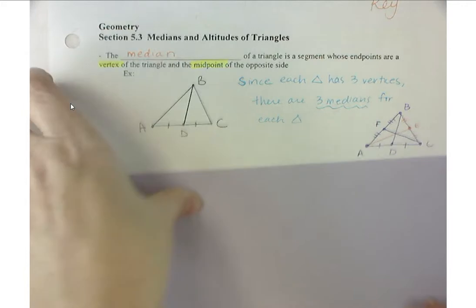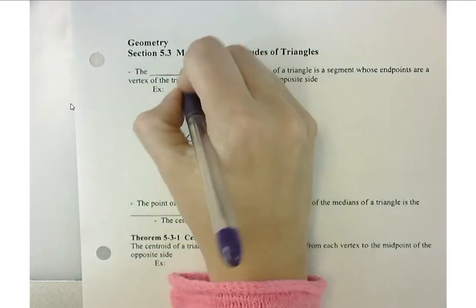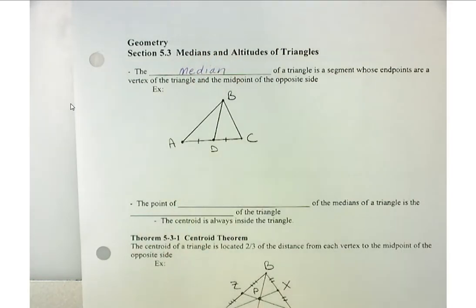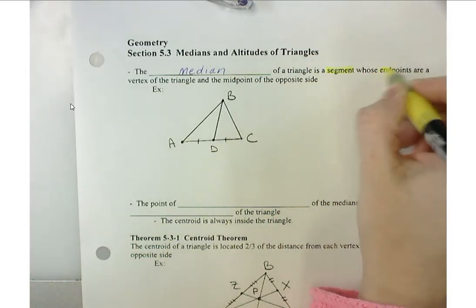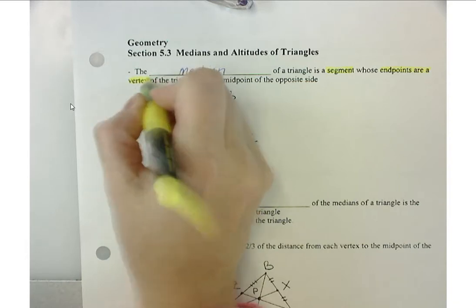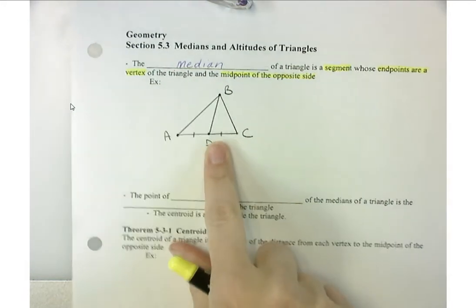Whenever you're given a definition, you can see I highlighted some things on there. Not only are you just filling it in, but you have to read what you're filling in, or else you're not going to have any context at all. It says that the median of a triangle is a segment whose endpoints are a vertex of the triangle and the midpoint of the opposite side. So if it's a median, it's a segment where the endpoints are a vertex and the midpoint of the opposite side. And then I drew an example here for you.